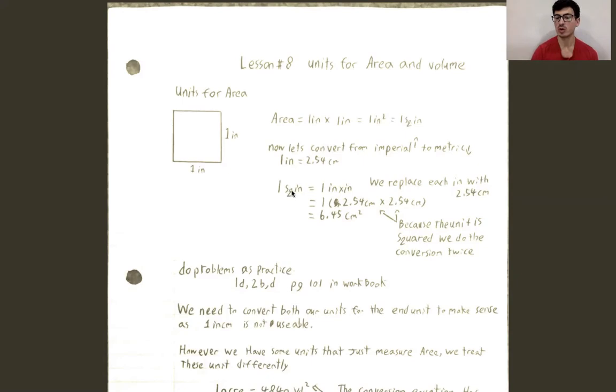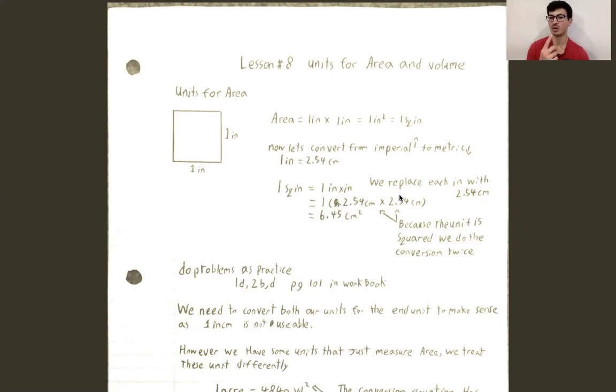So now we're converting 1 inch squared. So we have the unit inch twice. So when we convert it, we want to convert it twice. The method that we're going to do for conversion is, I'm just going to replace this inch with 2.54 centimeters because 1 inch is 2.54 centimeters. So I'm just going to do a direct replacement where I take that inch out and replace it with 2.54 centimeters. So I have 1 times 2.54 centimeters multiplied by 2.54 centimeters because I'm converting both units.